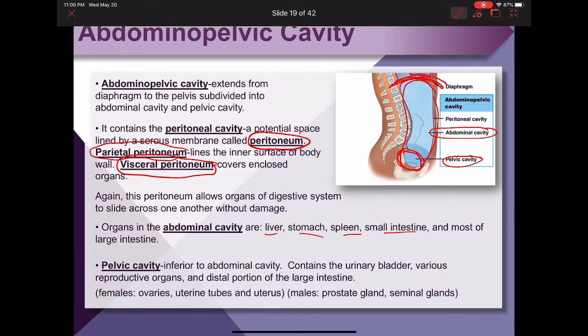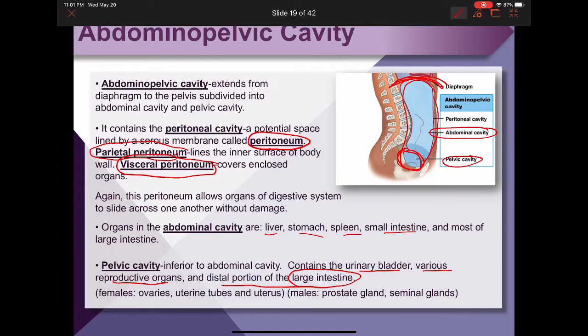So the pelvic cavity is not lined by serous membrane, and it contains a small amount of organs: your urinary bladder, various reproductive organs, and the distal portion of the large intestine. For females, the reproductive organs are your ovaries, uterine tubes, and uterus. For males, it is the prostate gland, seminal glands, etc.